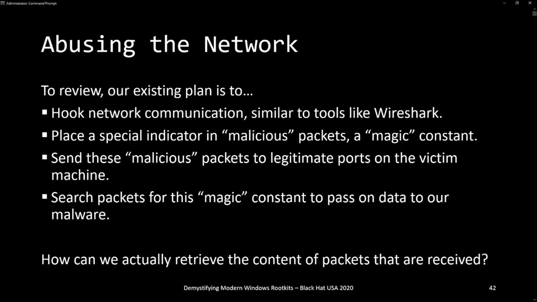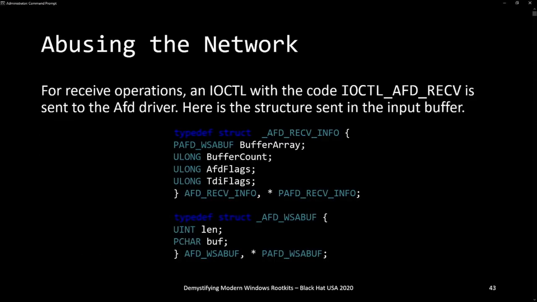But how can we actually retrieve the content of packets that are received? Just because we intercept AFD communication doesn't mean we have immediate access to those buffers. So for receive operations, an IOCTL code, IOCTL_AFD_RECEIVE, is sent to the AFD driver. Here are the structures that are sent to the input buffer. Now the AFD_RECV_INFO structure is the one that's actually sent, and it has some flags and an array of buffers. This array of buffers is what actually contains the content of the data that was received.